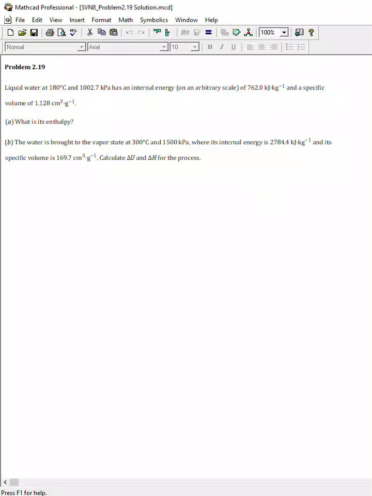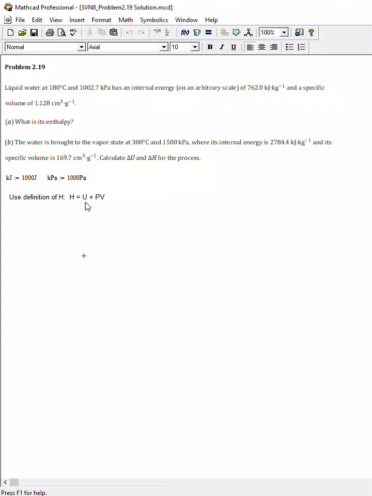First thing I do when I open my file is I notice that the units, at least for my version of MathCAD, are going to be using kilojoules and kilopascals, and so I have to define them for this problem. Now, as far as solving this problem, we want to know what the enthalpy is for this liquid water. So the first thing we should do is think about the definition of enthalpy. The nice thing is we are given the internal energy and the specific volume. And so you should be able to realize that we can just use the definition of enthalpy.